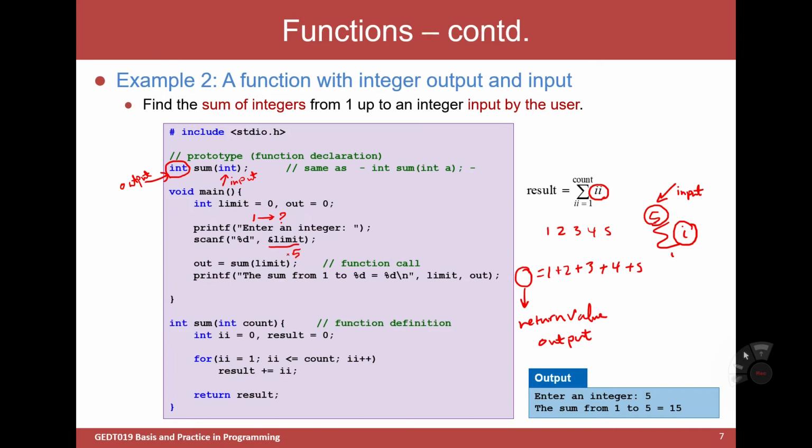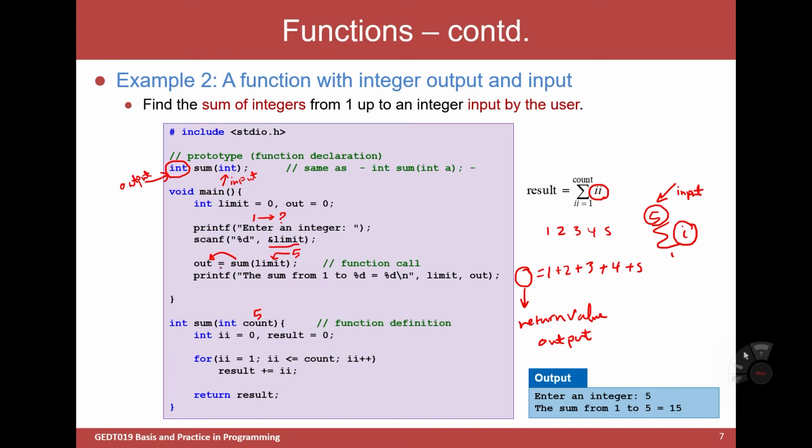So this limit 5 will go here to the sum. Now the sum is given the limit as 5. So 5 comes here as 5. So the count now became 5. Then sum generates some output. This output will go to the out variable. So sum gives the output to the out variable. So the out variable will receive the result of the sum. So the return value will go to output.